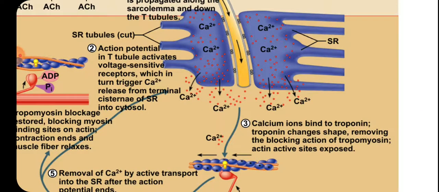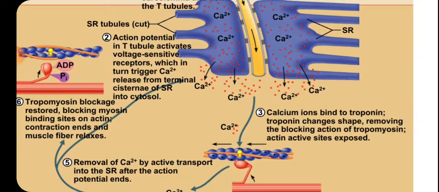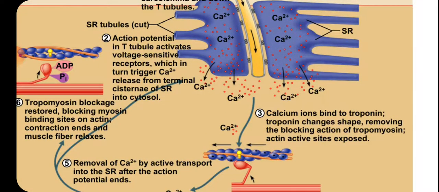In the third step, calcium ions bind to troponin. Troponin changes shape and removes the blocking action of tropomyosin. Actin active sites are then exposed.